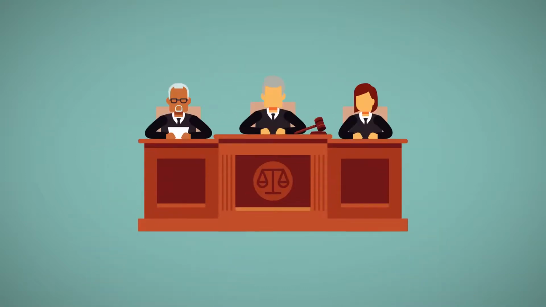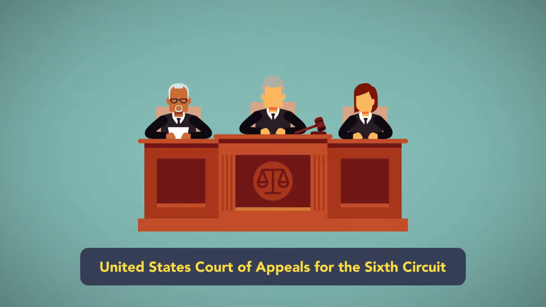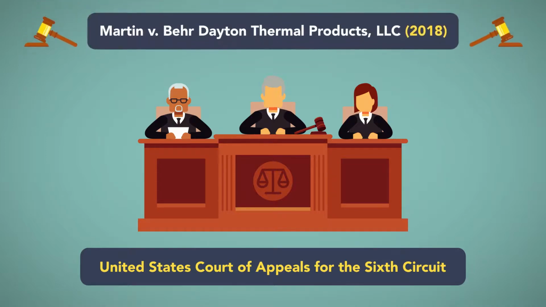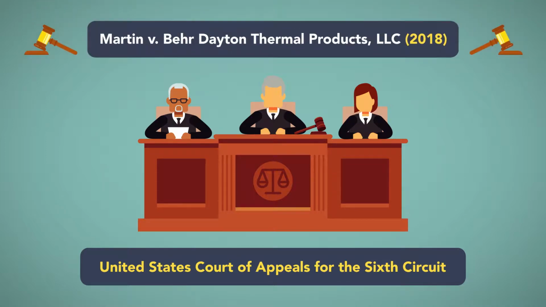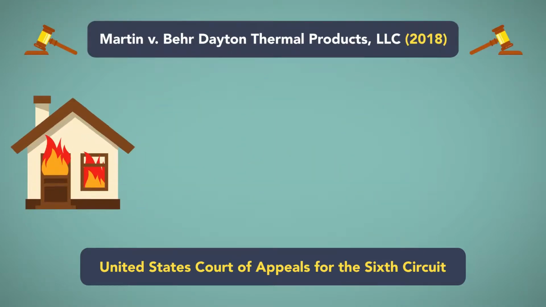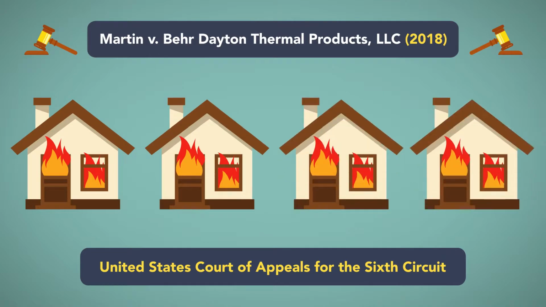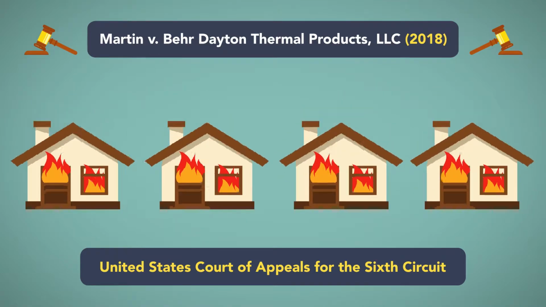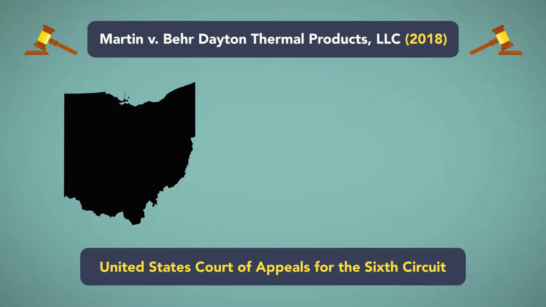One closely watched 2018 decision allowing limited classes in a mass tort case was the United States Court of Appeals for the Sixth Circuit's decision in Martin v. Behr Dayton Thermal Products, LLC, a mass tort of the sort that arises from a localized but widespread catastrophe. That case originally was filed as a class action in Ohio State Court.